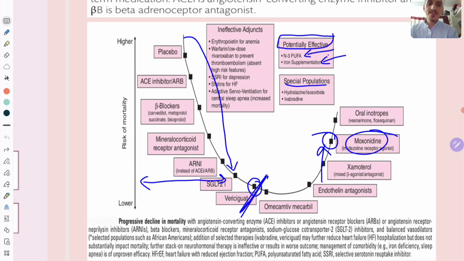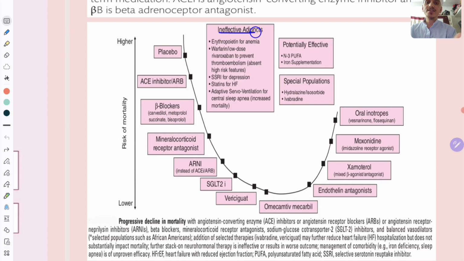Special populations, you can use ivabradine. Already you know where you should use it, discussed already, and nitrates or hydralazine. Ineffective adjuncts are erythropoietin. So you should not use erythropoietin for anemia in cardiac patients. It is ineffective. Warfarin or low dose rivaroxaban to prevent thromboembolism, when there is no high risk feature and you are using anticoagulants, no benefit. SSRI for depression, no benefit. Statins for heart failure, no benefit.